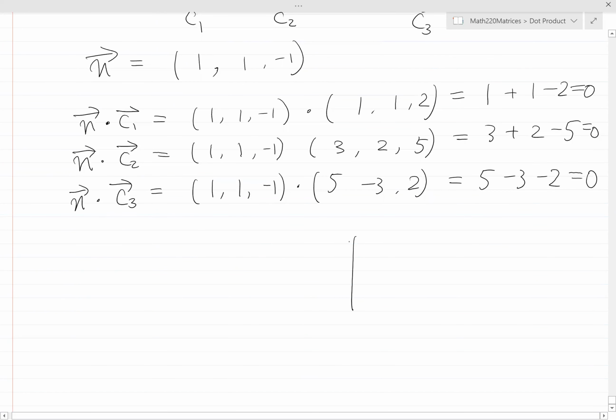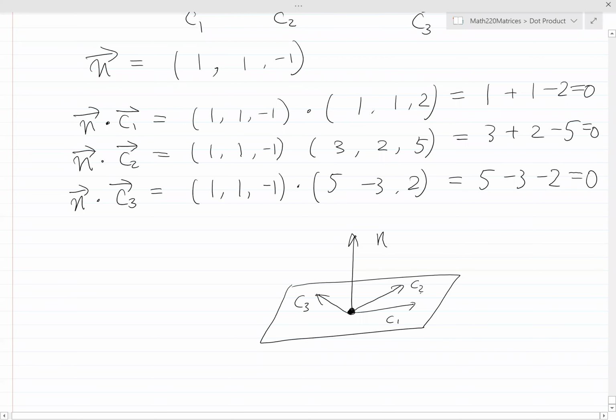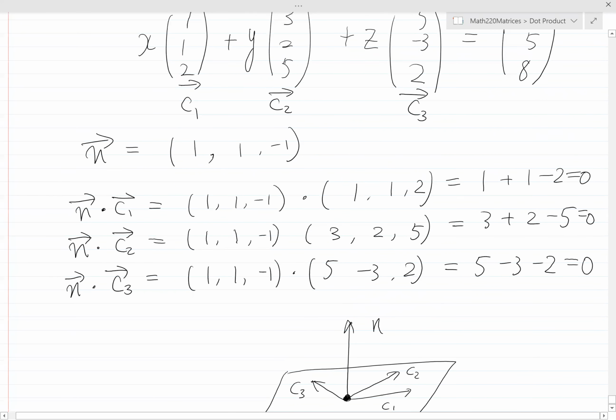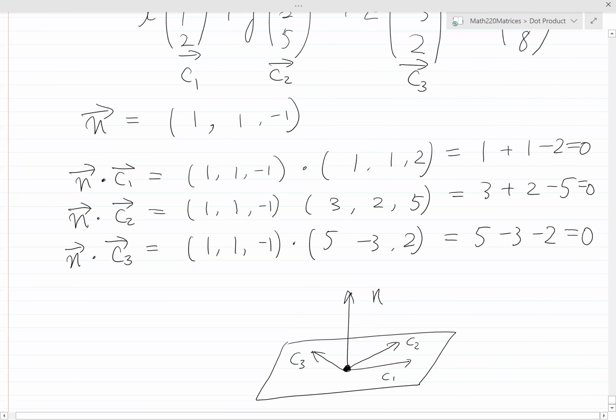This is the normal vector n. Now C1, C2, C3, they all lie in a plane. Okay, i.e. the three vectors are coplanar. However, C1, C2, C3 lie in this plane.